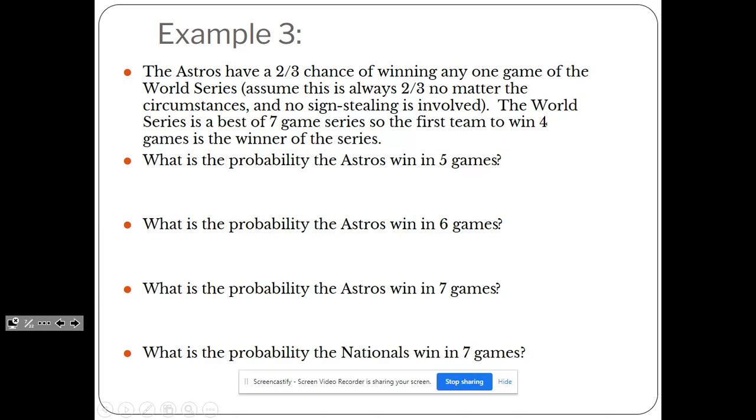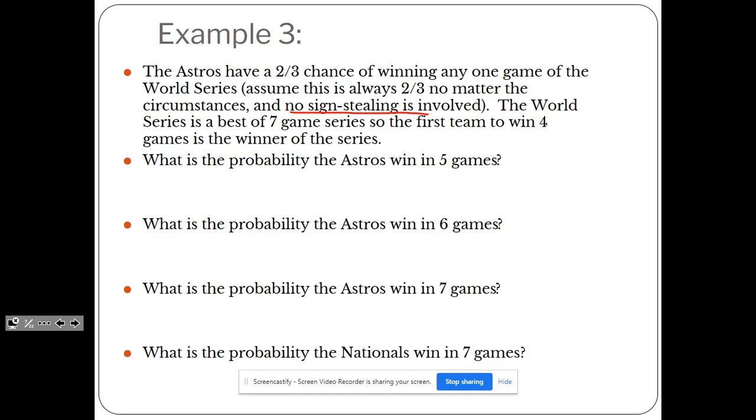Okay, last example. So we're going to use the Houston Astros here, who say they have a 2/3 chance of winning any one game of the World Series. Obviously that didn't happen this year, but assume it's always 2/3, no matter the circumstances. In other words, the games are independent of each other. The probability doesn't change, and no sign stealing is involved, which might change the probability, for those of you that follow baseball. The World Series is a best of 7 game series, so the first team to win 4 games is the winner.